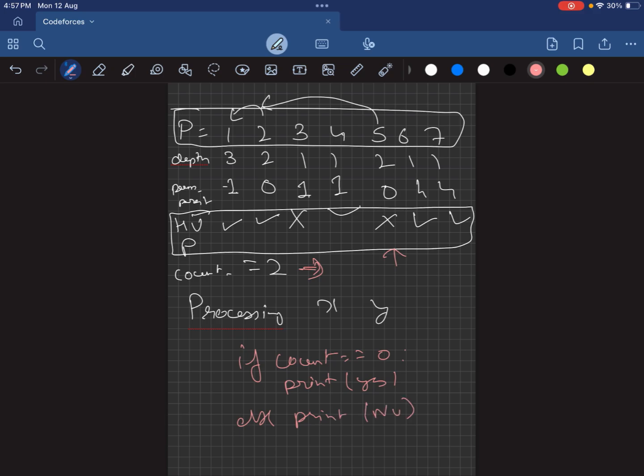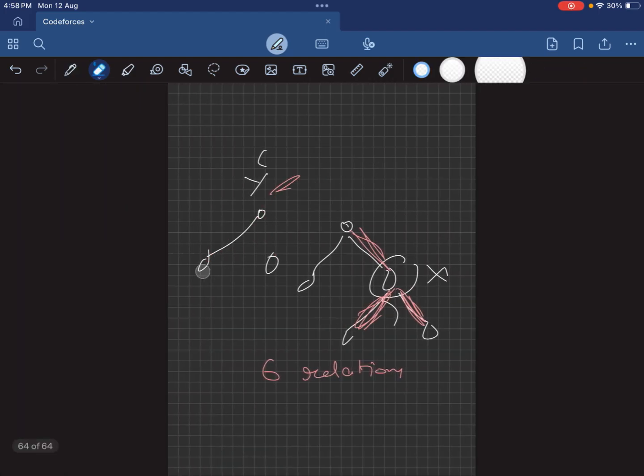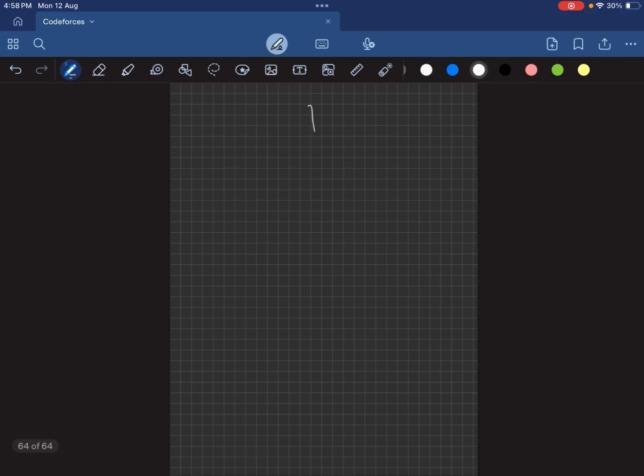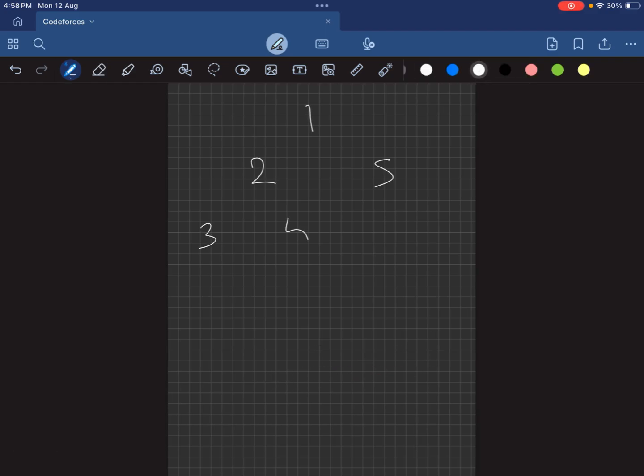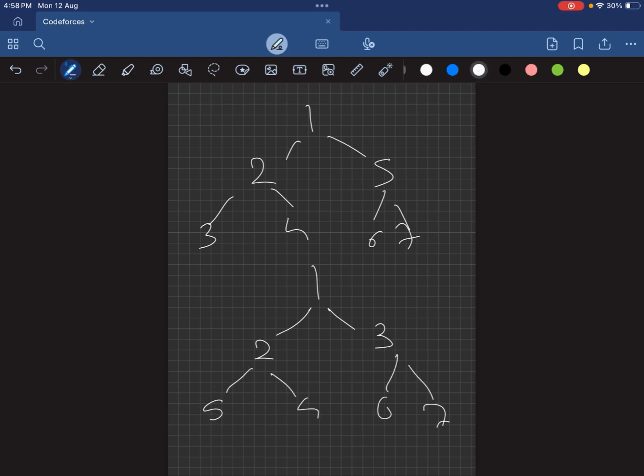I'll run through a quick example of this. In the first query of the second test case, we are given 3 comma 5. Initially the tree looks like 1 2 3 4 5 6 7 like this. If we exchange 3 and 5, the new tree will look like this, 5 4 6 7. But now the only places that are affected are these.